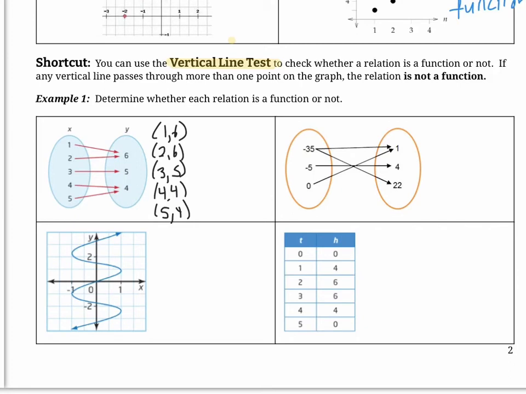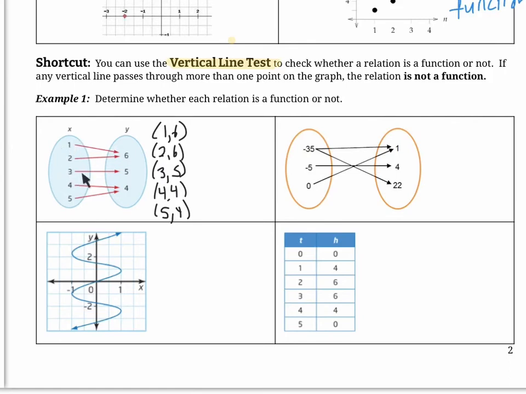So what's the definition of a function? Every time I plug in an x, I should only get one y. So when I plug in a 1, do I get more than one y? Nope, I just get 6. How about 2? Do I get more than one y? Nope, I also just get 6. The y's can repeat, but the x's can't.